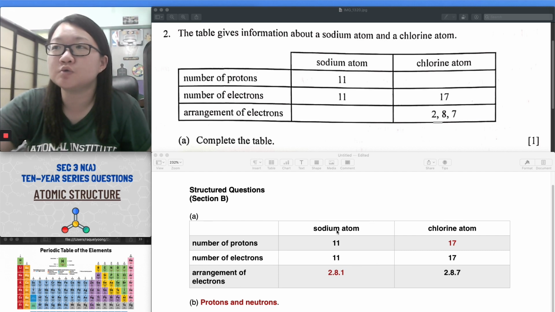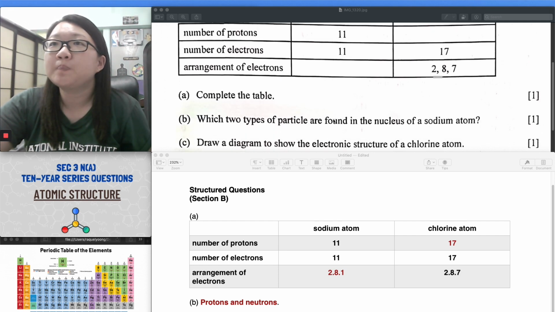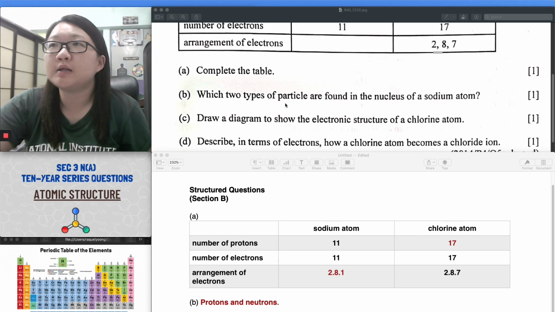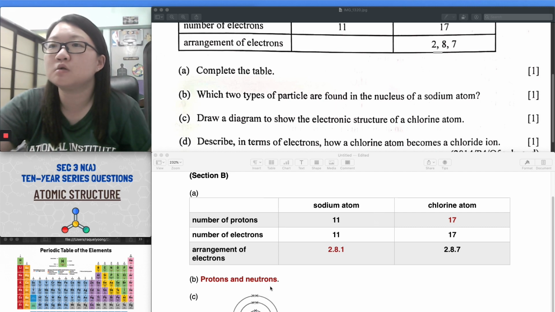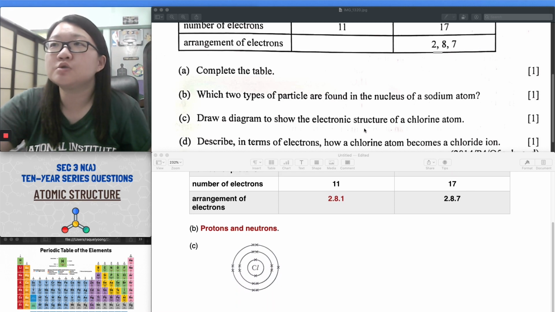Arrangement of electrons for sodium atom. This one we have seen multiple times, so this should be very familiar to you already. Alright, 2.8.1. Part B, which 2 types of particles are found in the nucleus of a sodium atom? Protons and neutrons.